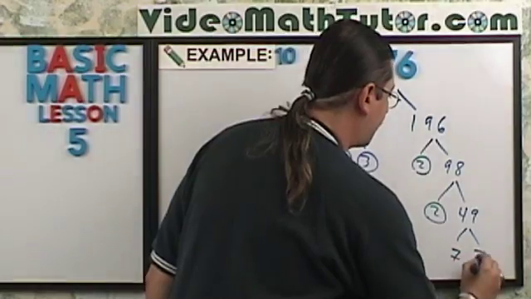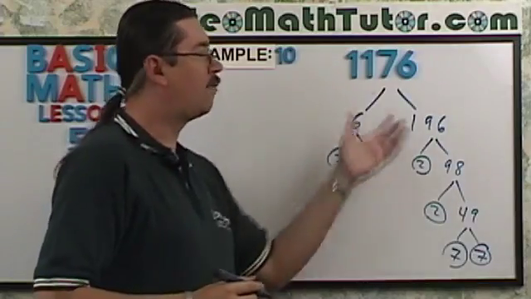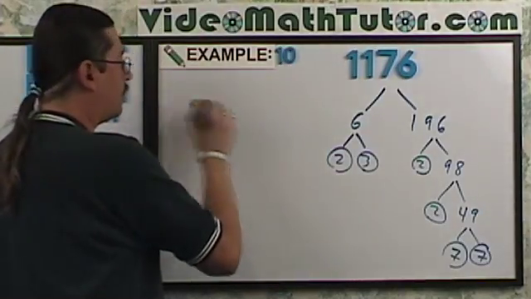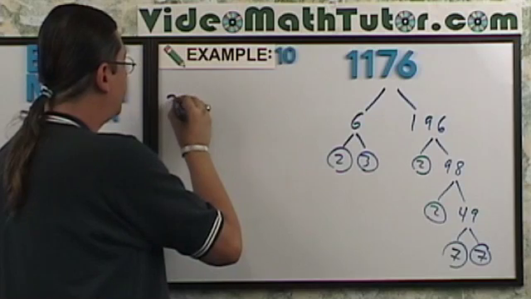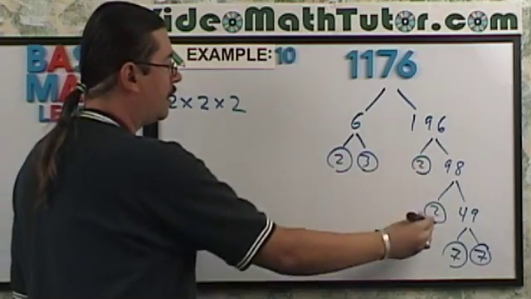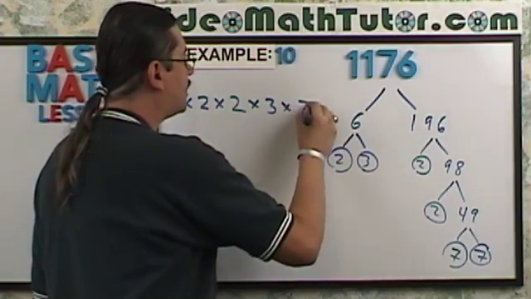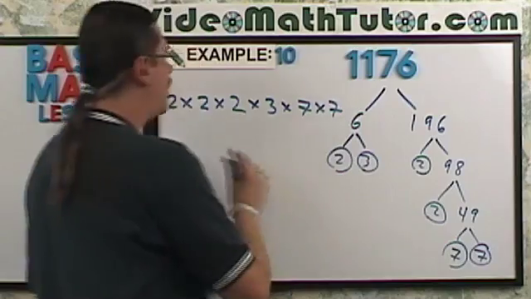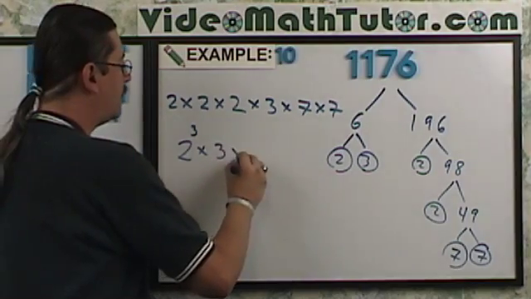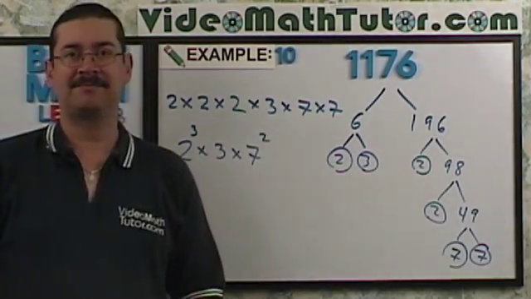So let's write those down. So this is the factor tree for this number. Now let's write the prime factorization. And that's going to be, let's put in order, 2 times 2 times 2, and then times 3, and then times 7 times 7. And you can abbreviate this by just going 2 cubed times 3 times 7 squared. And there's your prime factorization.